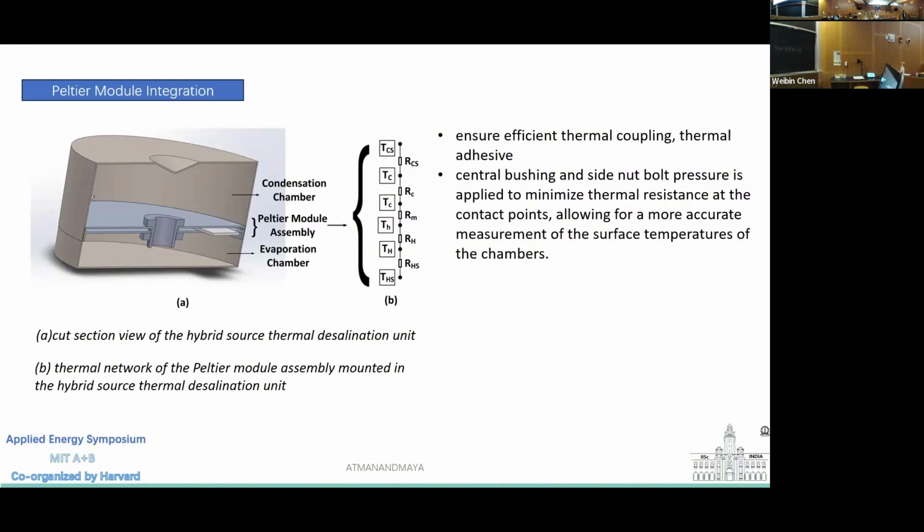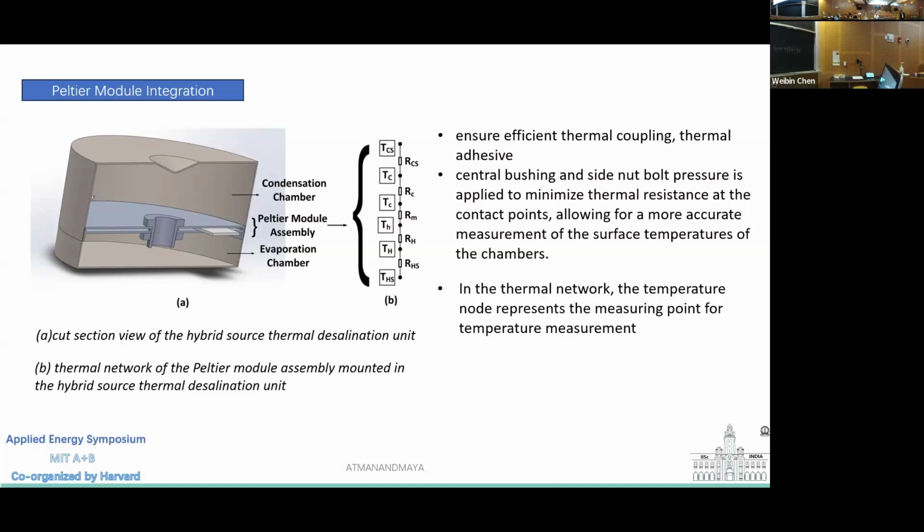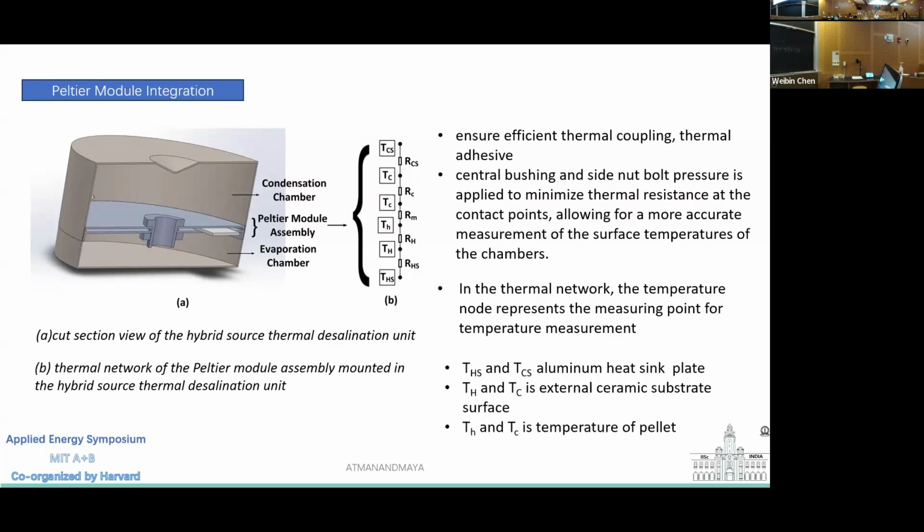The right side is the thermal network for the whole system, considering one-dimensional analysis. In this thermal network, I need measurable points where I can measure, because if the measurable points are there, I can tell that the modeling is going to give a correct result. T_HS and T_CS are at the heatsink part, and T_H,ext and T_C,ext are the external ceramic substrate part, while TH and TC are the temperatures of the pellet.